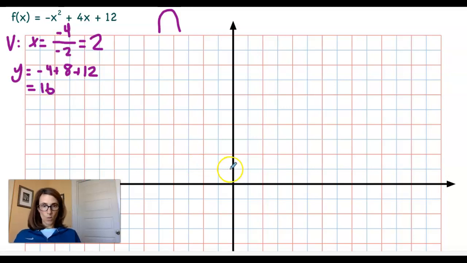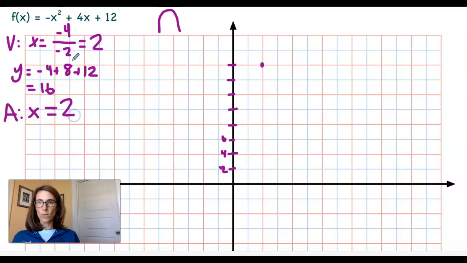We will count up by 2's here on our y-axis since we have such a high value: 2, 4, 6, 8, 10, 12, 14, 16. So our vertex is going to be the point 2, 16, so we go all the way up there. Our axis of symmetry is going to be x equals 2, so that line, x equals 2.